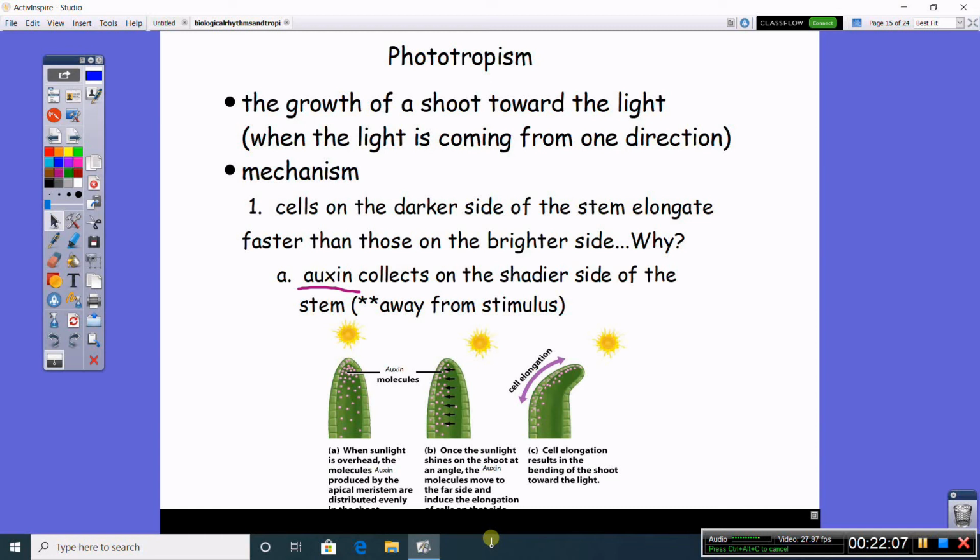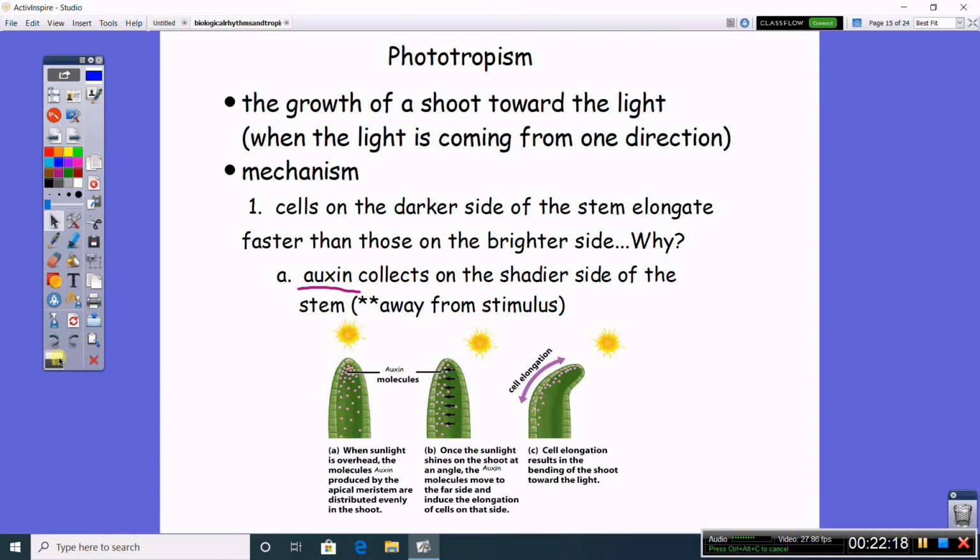Auxin collects on the shady side. So notice the picture here. When the sun is high up in the sky, the auxin is going to collect at the tip and the plant is going to go straight upward. Okay? When the sun is mainly on one side, the auxin goes to the shadier side of the stem, and that auxin triggers those cells to elongate more, which is going to make that stem grow towards the sun.